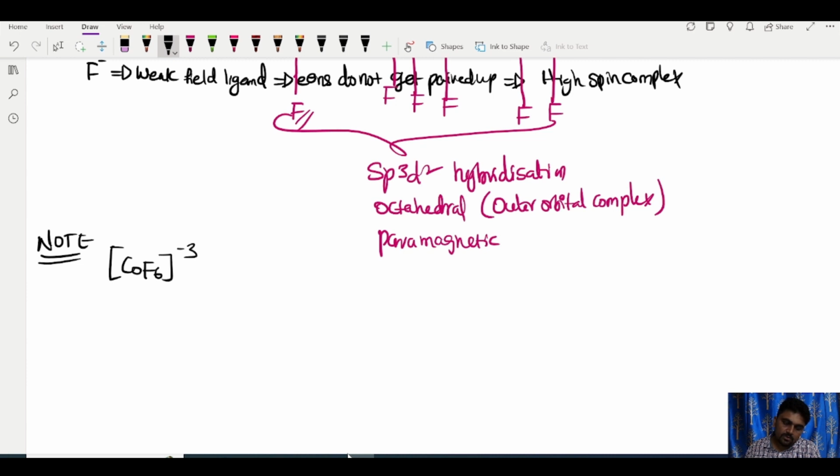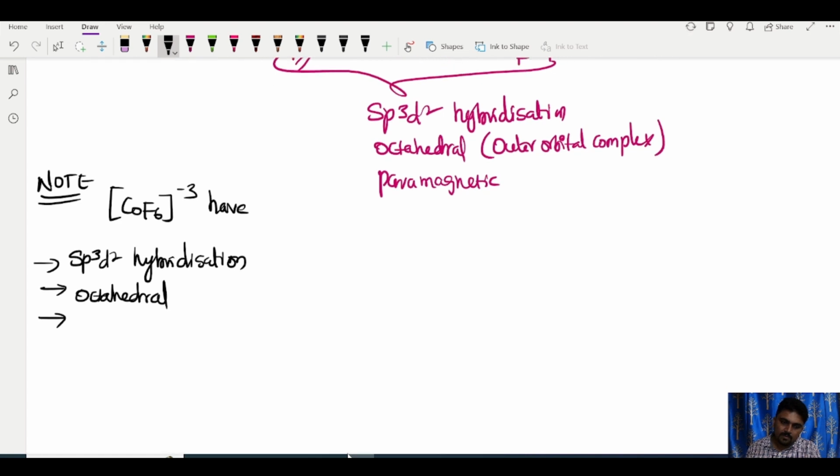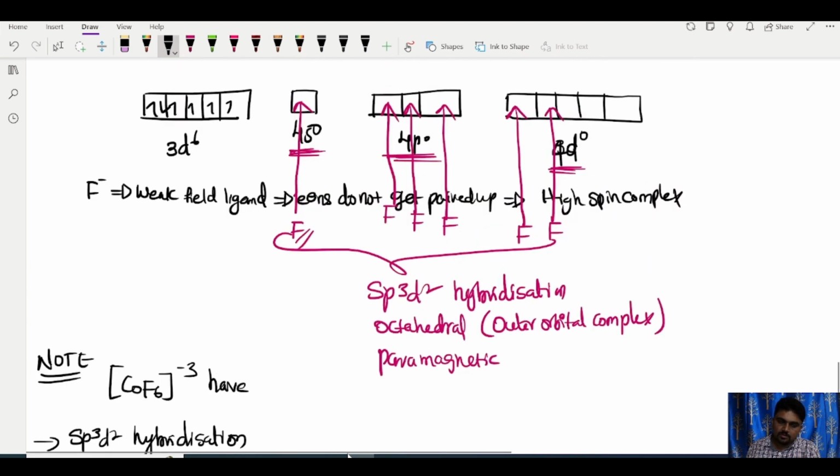Hexafluorocobaltate(III) has what all? First thing, sp3d2 hybridization, and it has octahedral geometry, and it is a high spin complex, and it is an outer orbital complex. Why is it an outer orbital complex? The orbitals involved are 4s, 4p and 4d. That's why outer orbital.